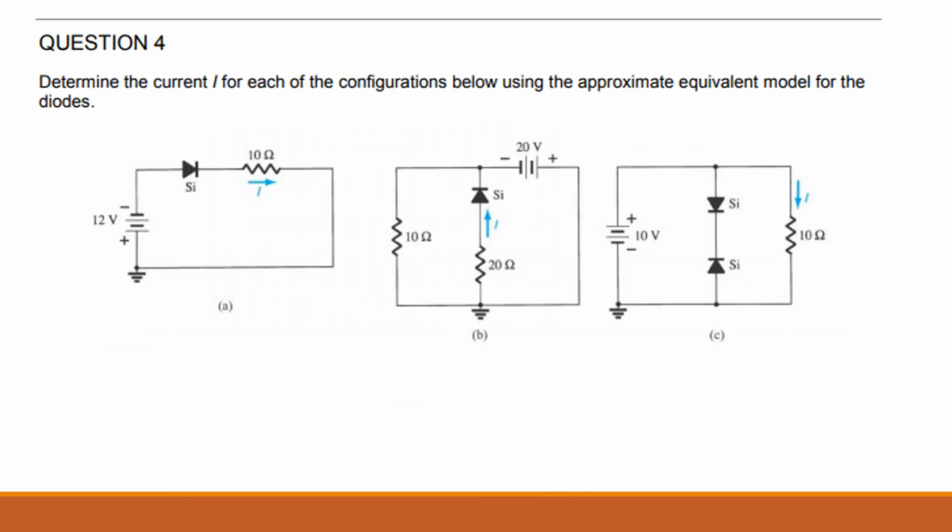Okay, I want you to try these 3 questions, and after you try, I will do it. The first thing is to recognize whether the diode is in reverse bias or forward bias, and you need to find, what do you need to find? You need to find the I. There is an I in blue in all 3, so you have to find the I, okay? I'll give you time, and when you finish, let me know.